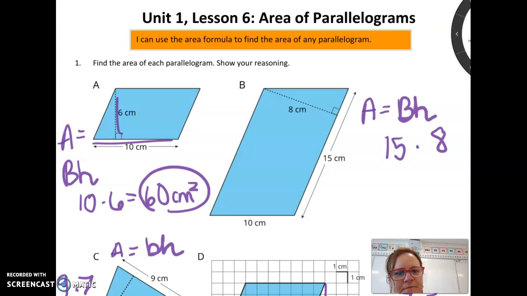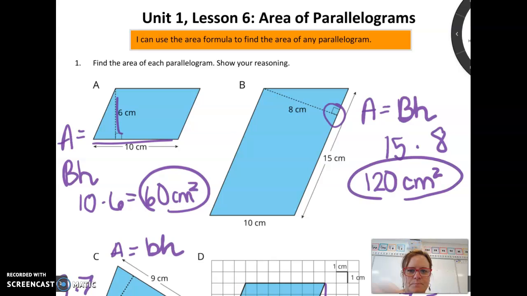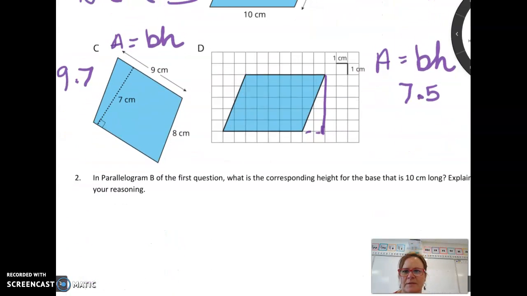So again, you always have to look for that base height pair. So in this case, 15 is the base and 8 is the height. Do you see how 8 and 15 meet each other at this 90 degree angle? And that's what you always want to find. 15 times 8, well, 2 15s is 30, so 4 groups of 2 would be 120, and these are square centimeters. All right, let's go to the next one, C.